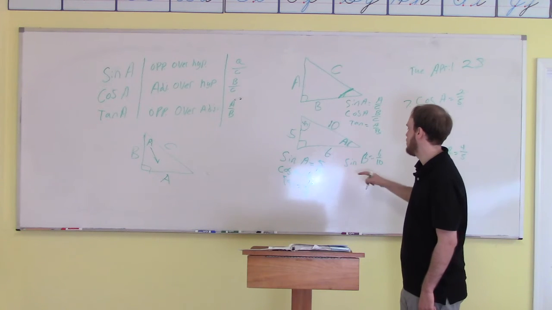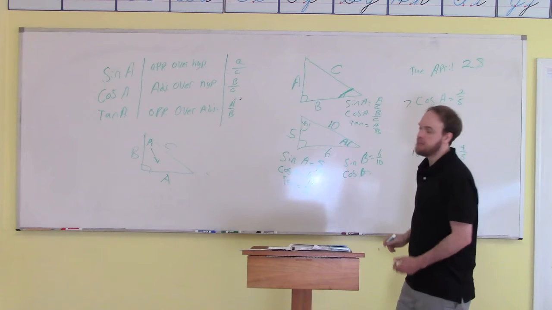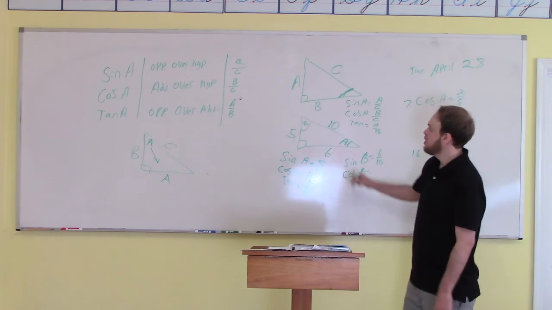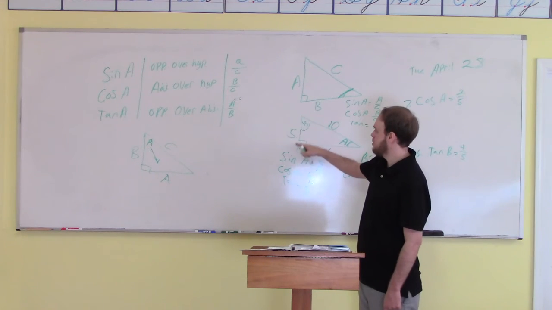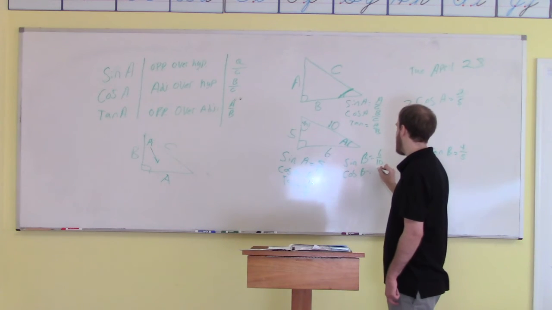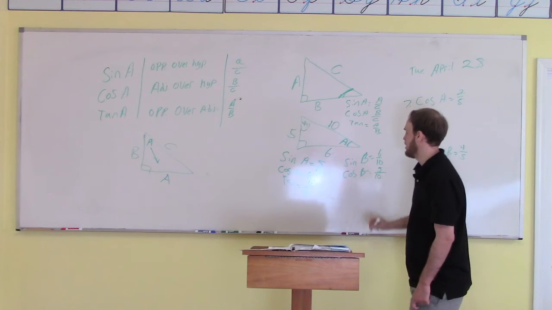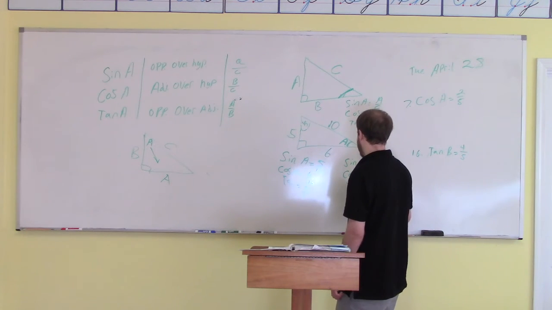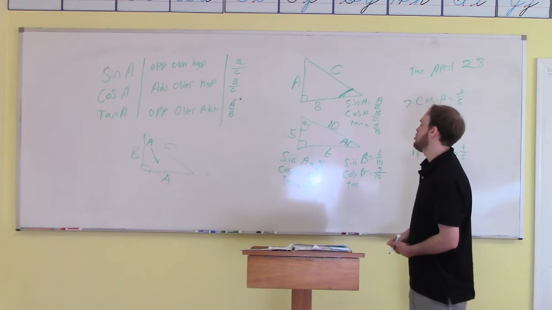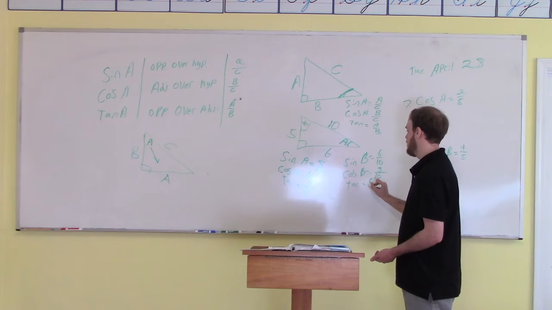Sine is opposite over hypotenuse. So the cosine of B would be the adjacent over the hypotenuse. Notice the adjacent connects from the right angle to the angle we're looking at. So the adjacent would be 5, and the hypotenuse would still be 10, so it would be 5 over 10. And then the tangent would be opposite over adjacent, so it would be 6 over 5.